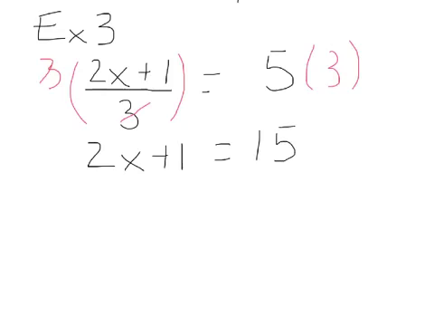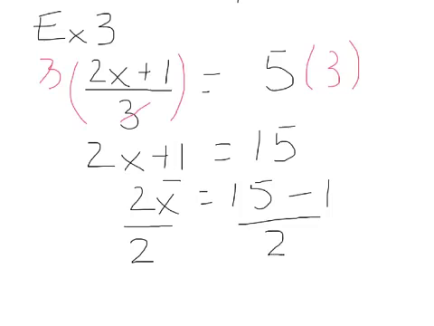I want my variable by itself. I'm trying to isolate for x. So I have 2x is equal to 15. Subtract 1 because it was positive here. When it moves over, it becomes subtraction. 2 multiplied by x. The opposite of multiplication is division.